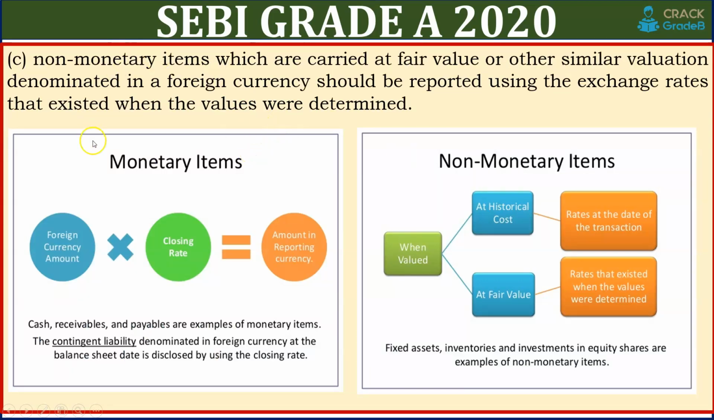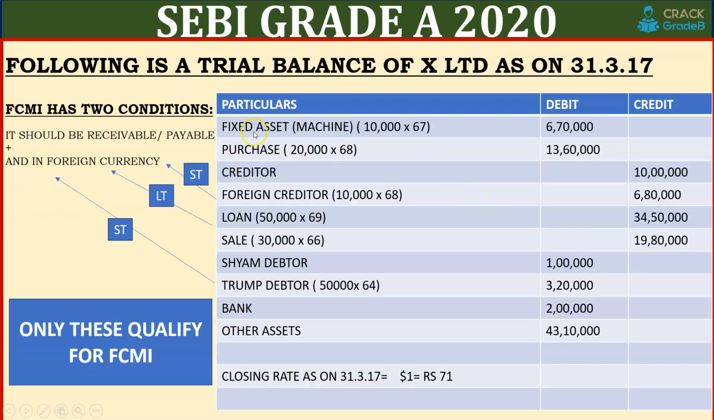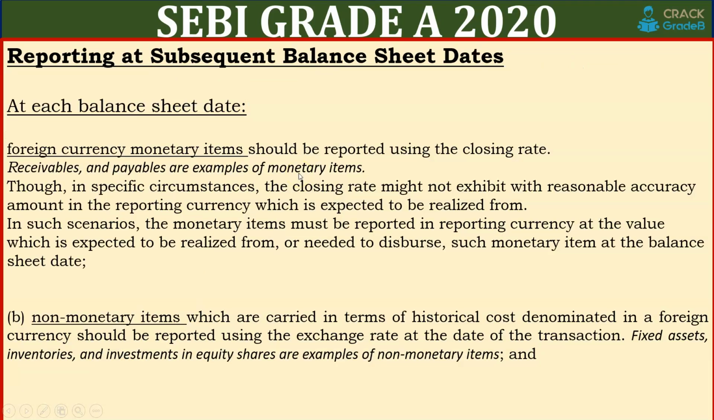Then we have, so we read till here, and so these should be reported using the closing rate. Then the non-monetary items will be other items. Okay, like the fixed assets, purchases, creditors, and the other items.